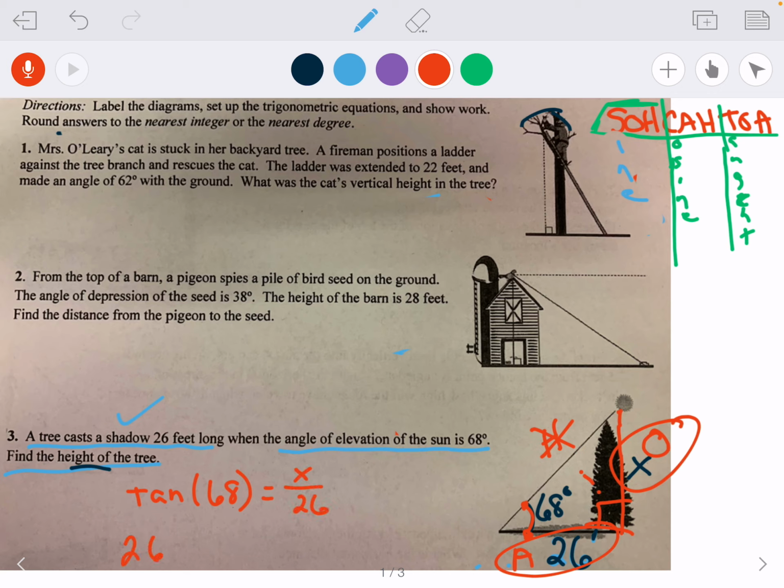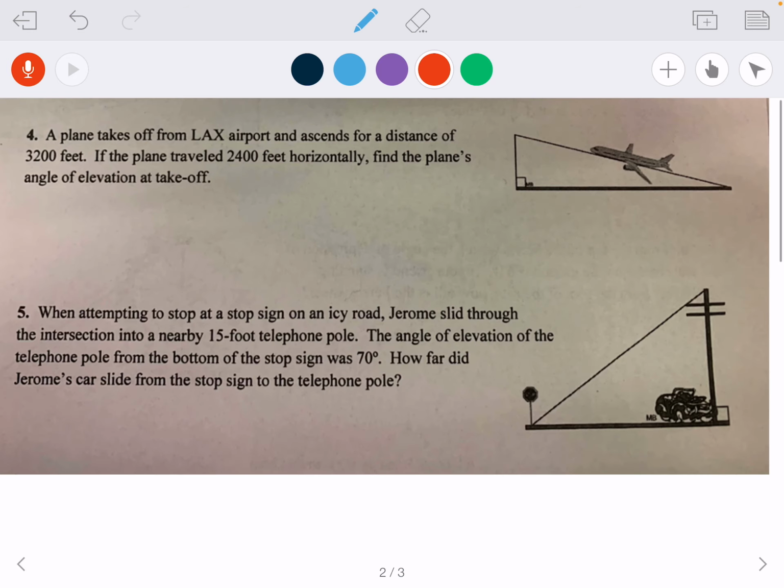So in solving this, my calculator's in degree mode. I multiply that out, and I get approximately, rounded to the nearest foot, 64 feet. So that tree is quite high. All right, I'm going to do three more, and then this video is done.